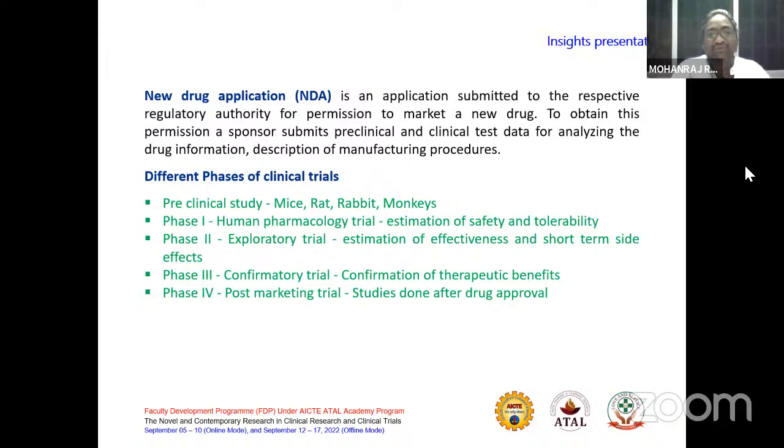Phase one is the human pharmacology trial. The objective is to estimate safety and tolerability. Phase two is the exploratory trial, which estimates effectiveness and short-term side effects. Phase three is the confirmatory trial regarding the therapeutic benefit. Phase four is the post-marketing trial, studies done after the drug has been approved.